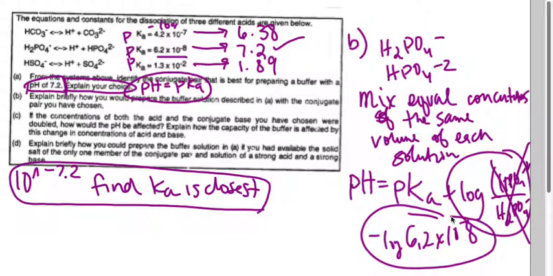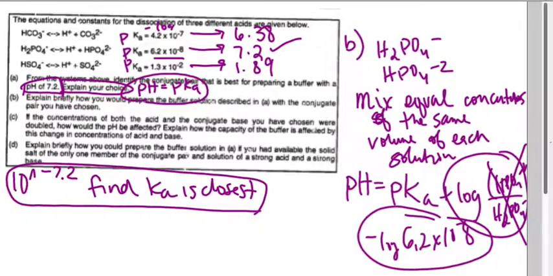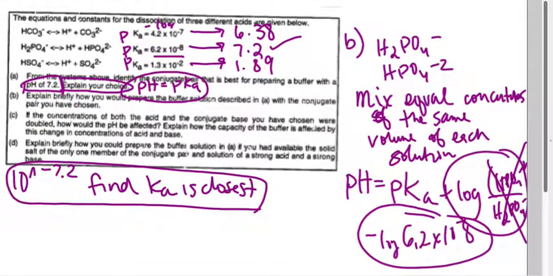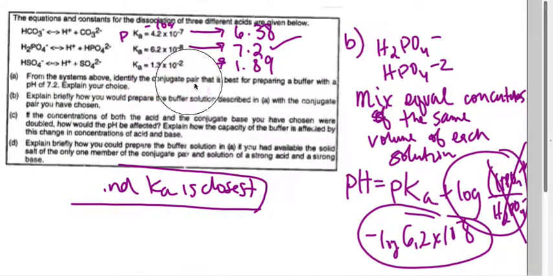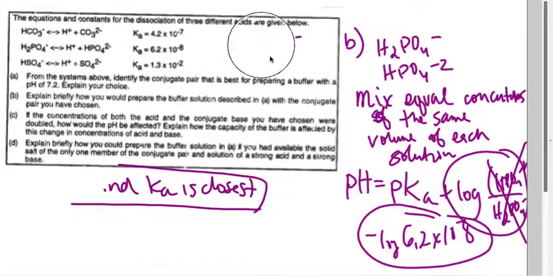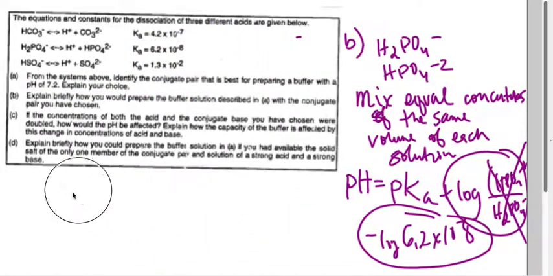All right, part C. The concentrations of both the acid and the conjugate base you have chosen were doubled. How would the pH be affected? And I'm not writing this down, folks. You can write this down. What would happen to the pH if we doubled the concentration? Why would it be the same? The ratio stays the same. So you can say the pH would be the same because the conjugate acid to base ratio remains the same.